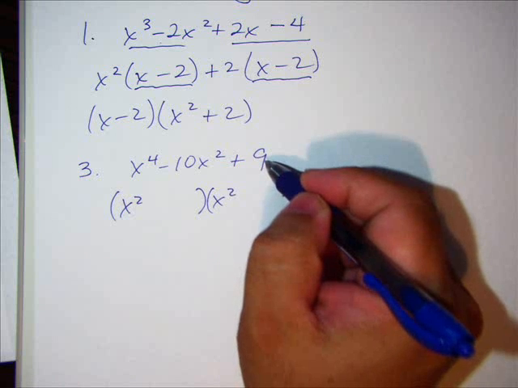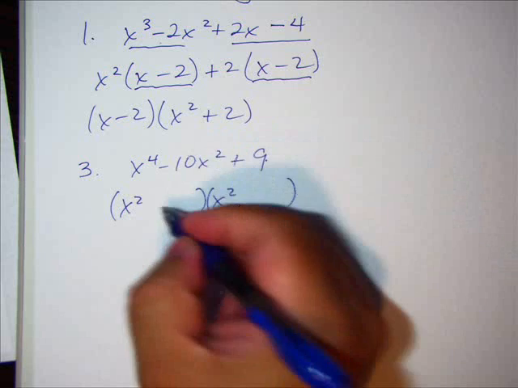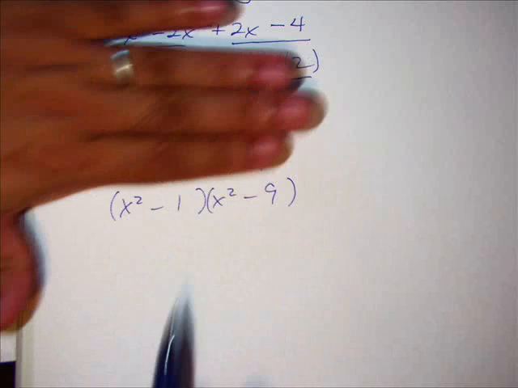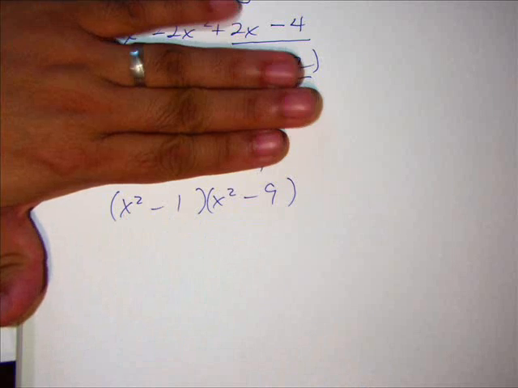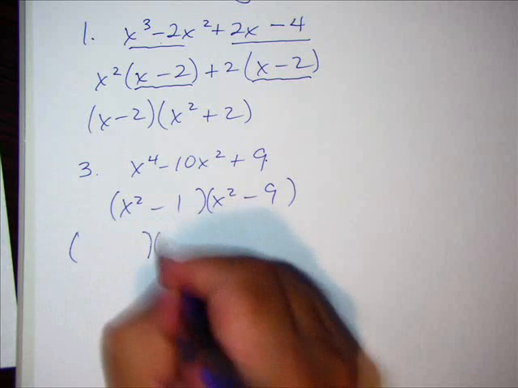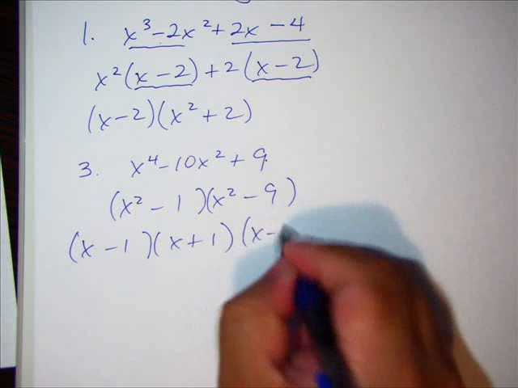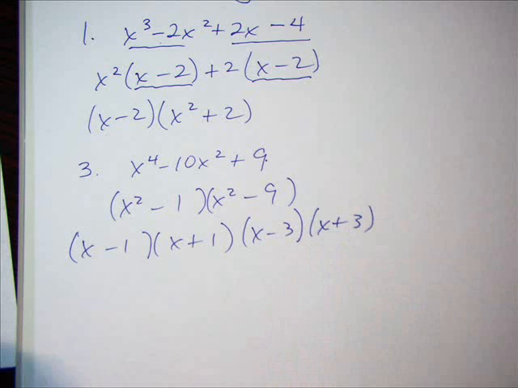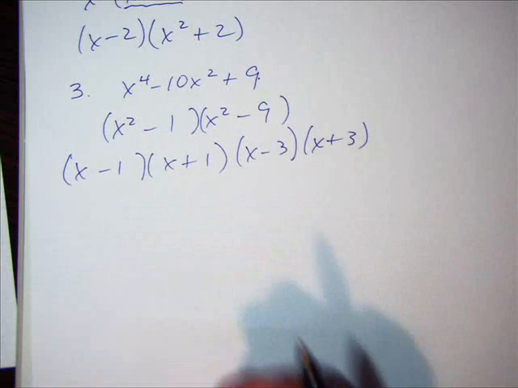Alright, so in a traditional method, what are the factors of 9? They combine to make negative 10, negative 1, negative 9. Okay? Alright, now we re-examine our factors, and we notice that they're both difference of two squares. So we can continue factoring. That's x minus 1, x plus 1, x minus 3, x plus 3. That's it.